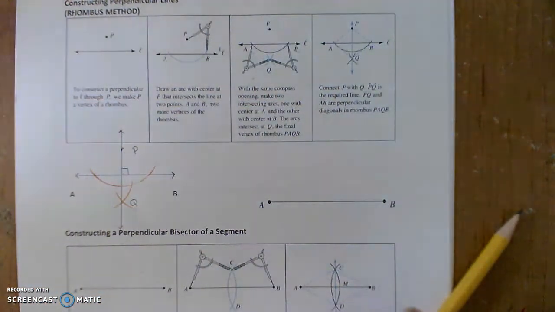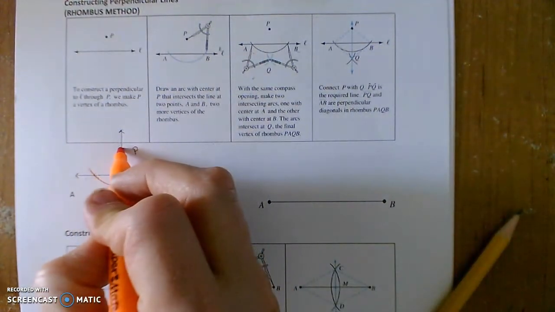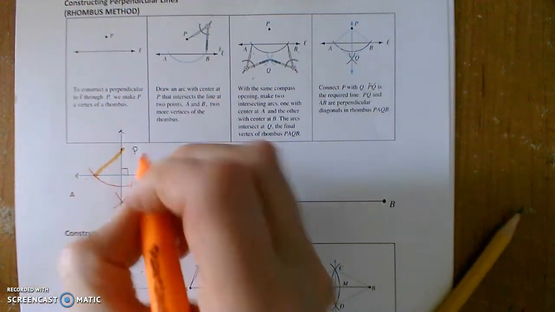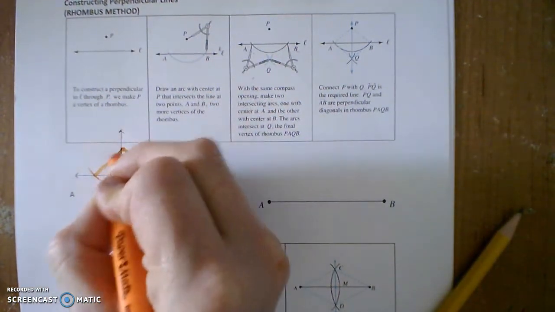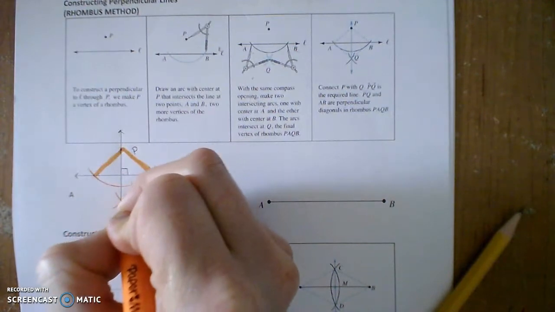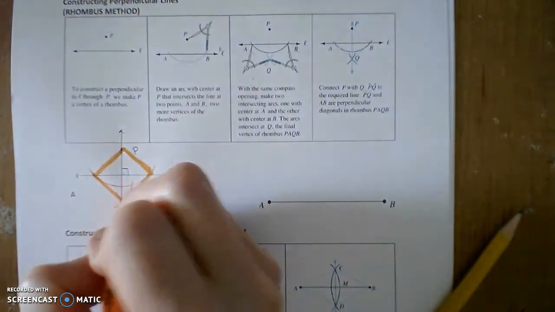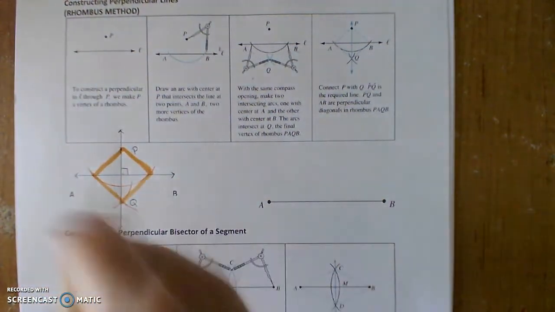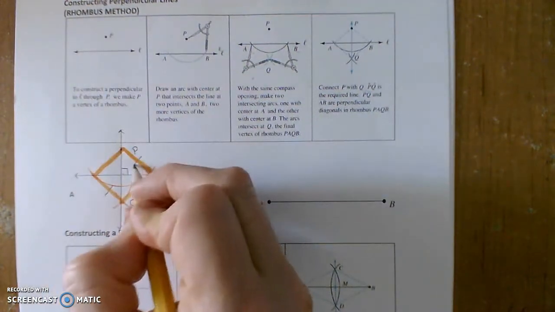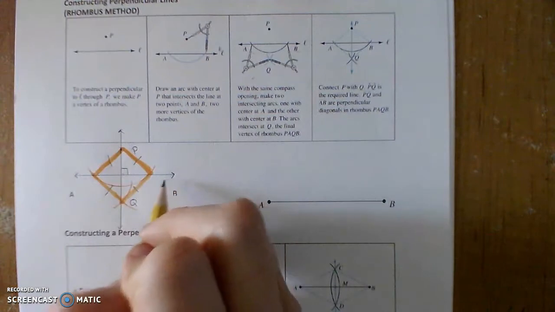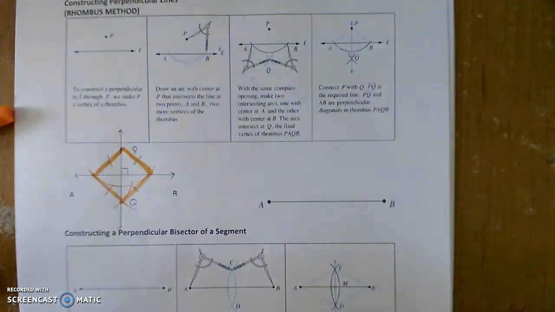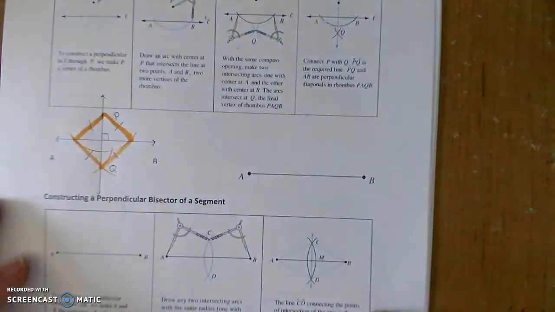And let me highlight for you the rhombus that we constructed for this. We found this distance and this distance to be the same using our compass. And then using that same distance, we found a point Q. So I have 1, 2, 3, 4 equal sides. And the diagonals of this rhombus are perpendicular. Actually, they're perpendicular bisectors of each other.